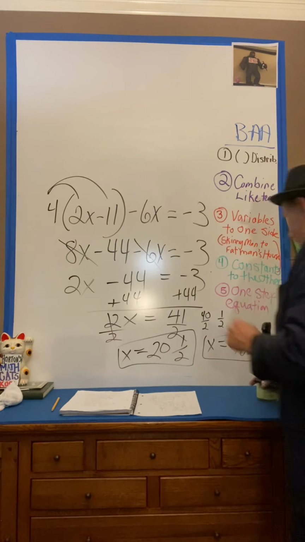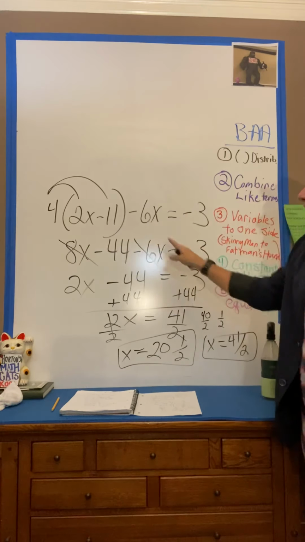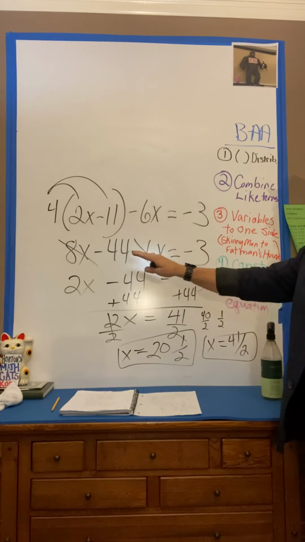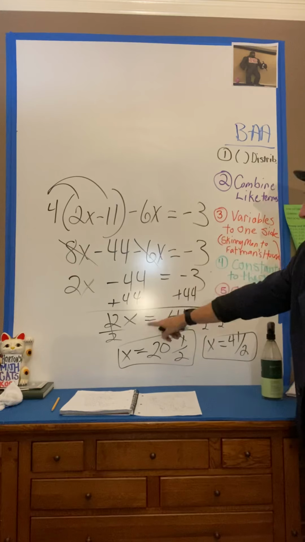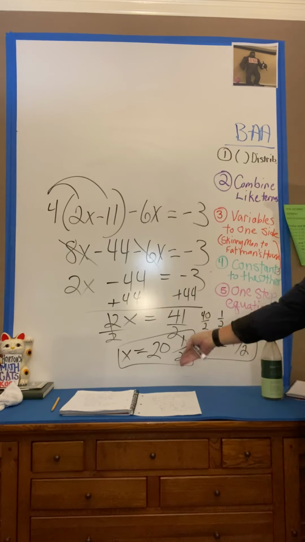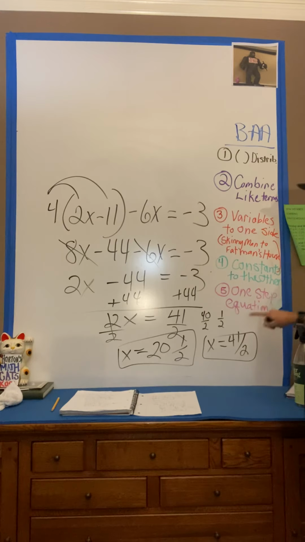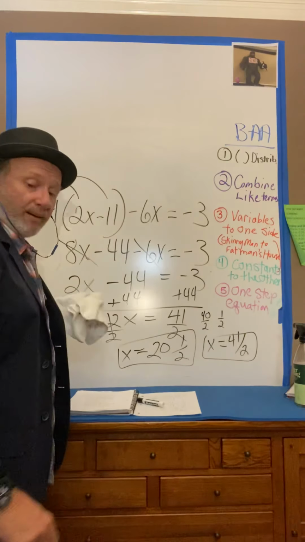Everyone good so far? Take a look. Once again, distributive property. Combining like terms. Didn't have variables on both sides. Move the constant to the side opposite the variable. 2x equals 41. I either got x equals 20 and 1/2 or I got x equals 41 over 2. And the reason it's 41 over 2 is because that won't reduce. Always reduce your fractions, even if they're improper.